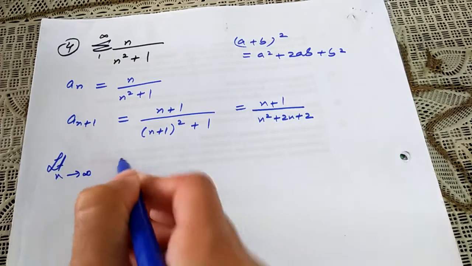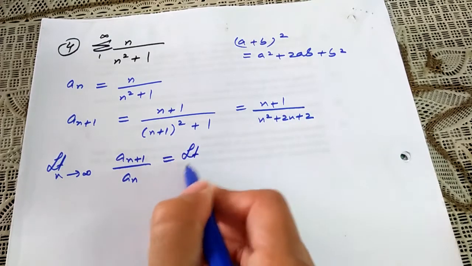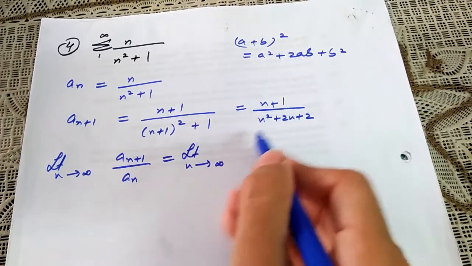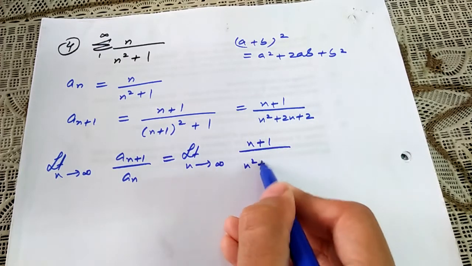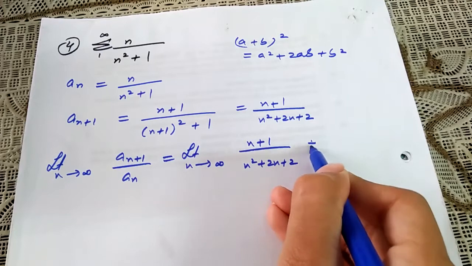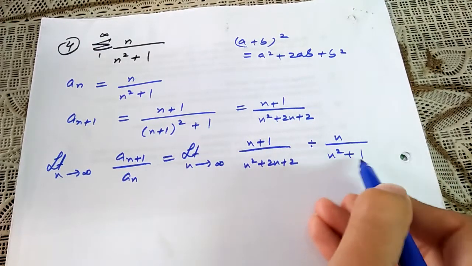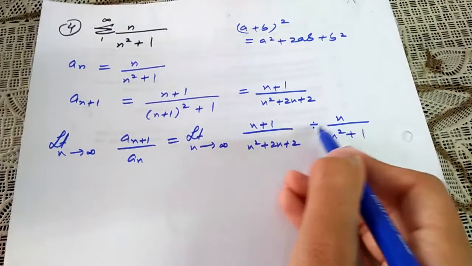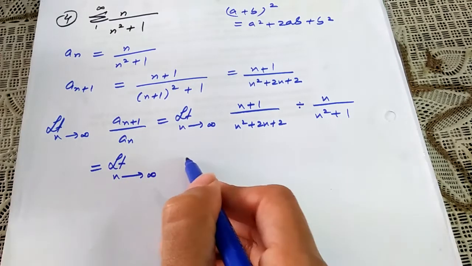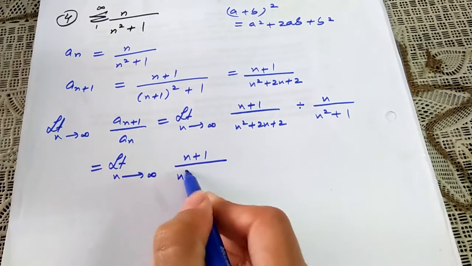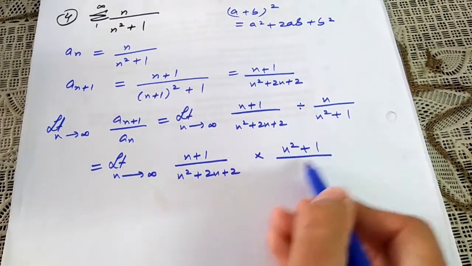Limit n approaches to infinity, an plus 1 divided by an. This will convert into limit n approaches to infinity, an plus 1 is n plus 1 divided by n square plus 2n plus 2, divided by an. And an here is n over n square plus 1. Now just change this division sign into multiplication. You will get limit n approaches to infinity, n plus 1 divided by n square plus 2n plus 2 multiplied by n square plus 1 divided by n.